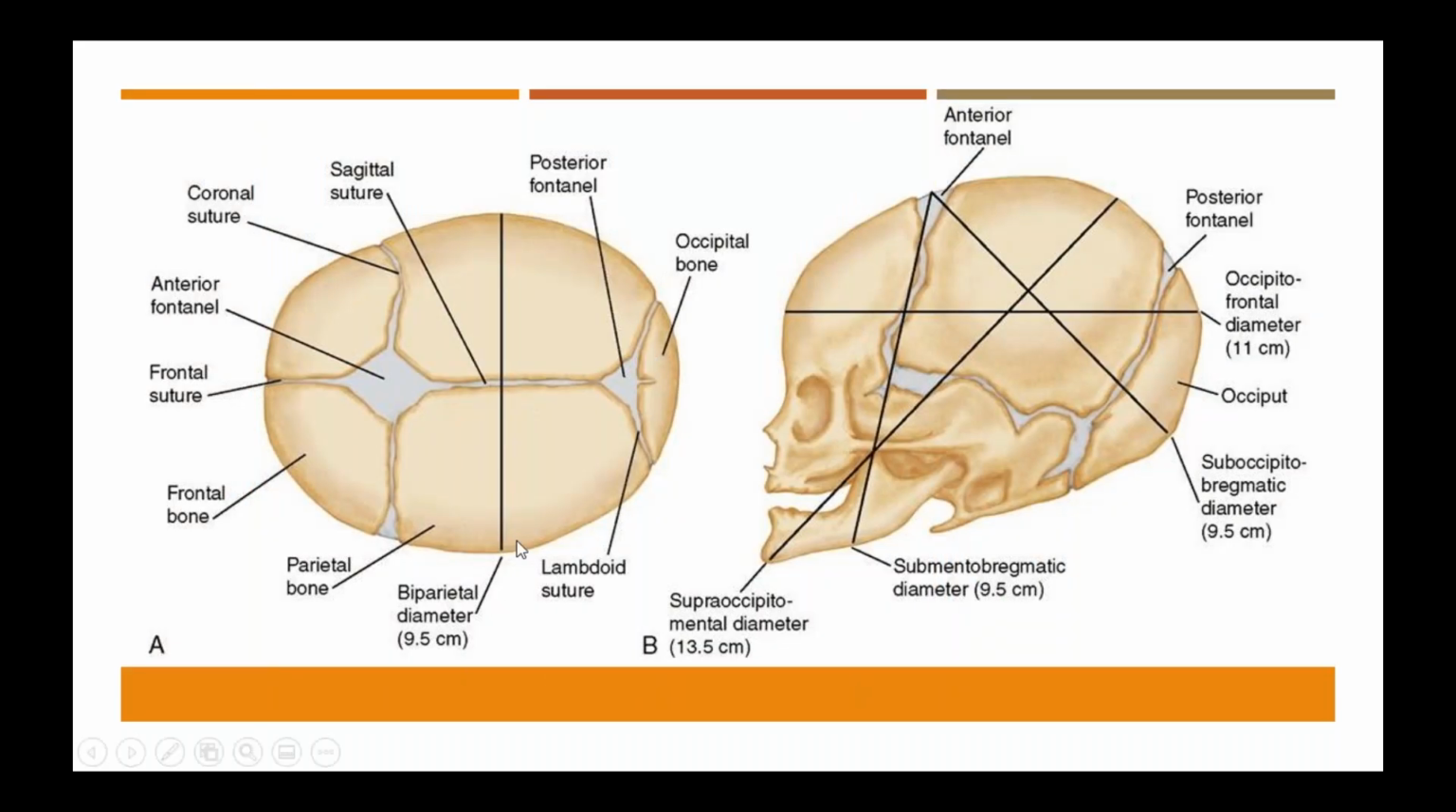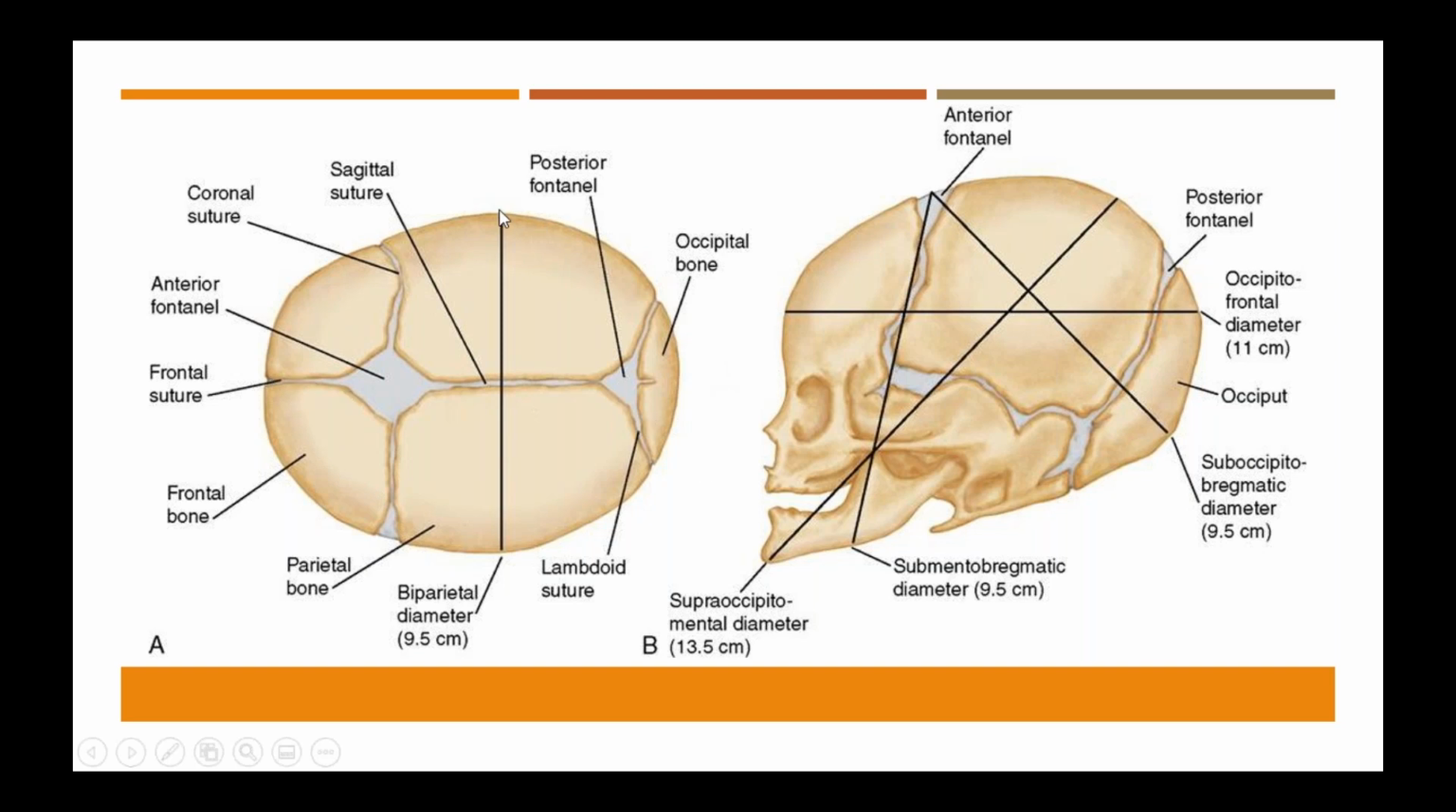Coming to the fetal skull, yes, we all know that the fetal skull consists of various small parts of bones. These are the parietal bones, and these are the frontal bones. This is the occipital bone. Between the occipital and the parietal bones is the lambdoid suture. The middle, where both parietal bones join, is the sagittal suture. Between the frontal bone and the parietal bone is the coronal suture. And between the two frontal bones is the frontal suture.